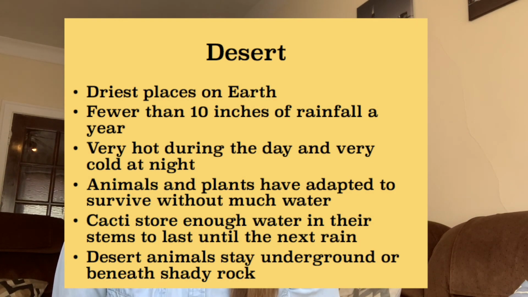Now let's talk about deserts. So deserts are the driest places on Earth. They get fewer than 10 inches of rainfall a year. In deserts, it can be very hot during the day, but also very cold at night. Animals and plants have adapted to survive without much water. For example, cacti, which is plural for cactus, store enough water in their stems to last until the next rain. Also, desert animals stay underground or sometimes beneath a shady rock to keep cool.